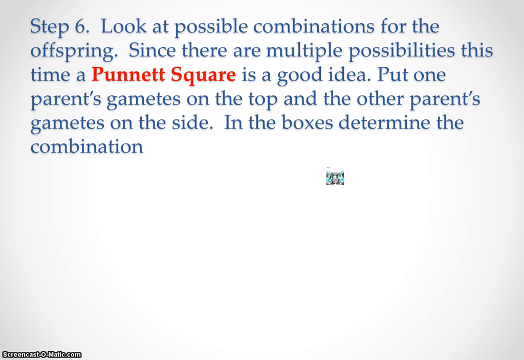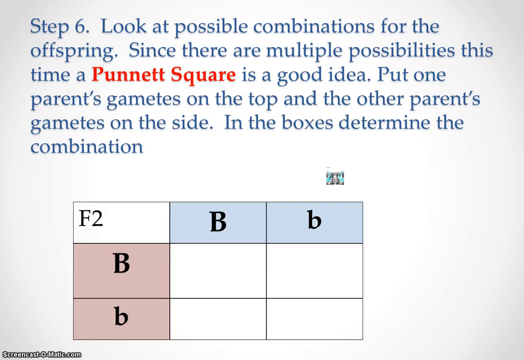So to do this, you're going to put one parent's gametes on the top and the other parent's gametes on the side. There we go. So I put Dad's big B sex cell on the top and his little b sex cell on the top. I put Mom's big B sex cell on the side and her little b sex cell on the side. And then in the box, we can determine the possible combinations.